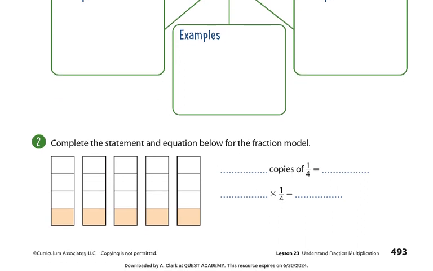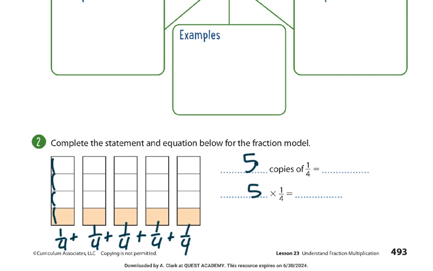Complete the statement and equation below for the fraction model. It's in how many parts, Caleb? 1/4. Yep, they're all 1/4. Okay? The denominator stays the same. They all match. How many are there, Luana? 5. I put a 5 here. Levi, over top of what number? Okay, but we're not going to put it there. We're going to wait till we get to the bottom right here. 5 over 1. 5 times 1 is 5. 4 times 1 is 4.